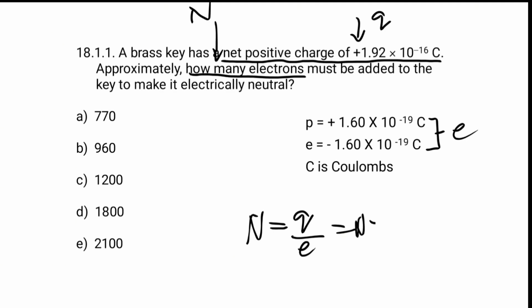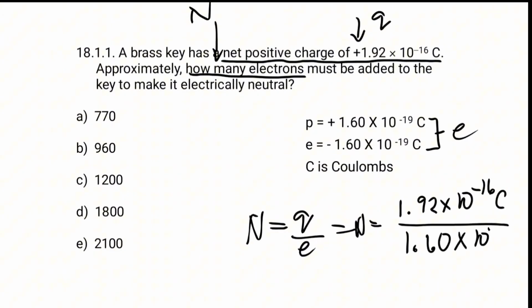Now, let us substitute all the values in this formula. So n is equal to 1.92 times 10 to negative 16 coulomb over 1.60 times 10 raised to negative 19 coulomb. So we put that in a calculator, and what we will get here is 1,200. Did you get it? Now, if you think this discussion is very fast, you can take a screenshot or pause and try to solve it on your own.